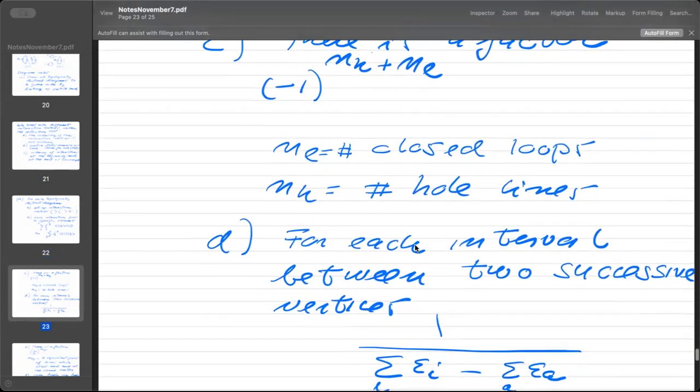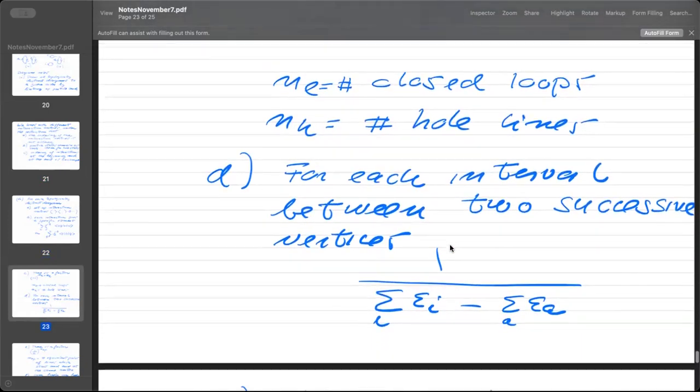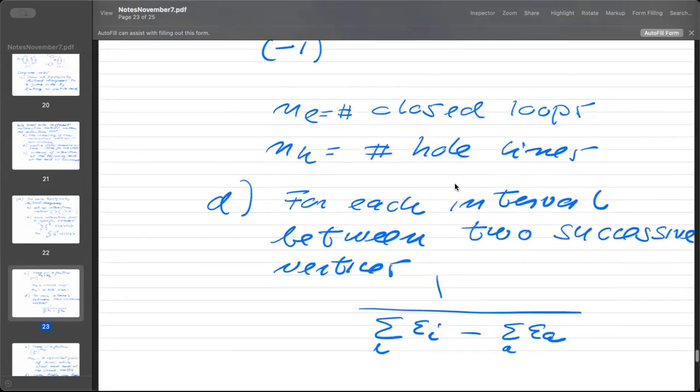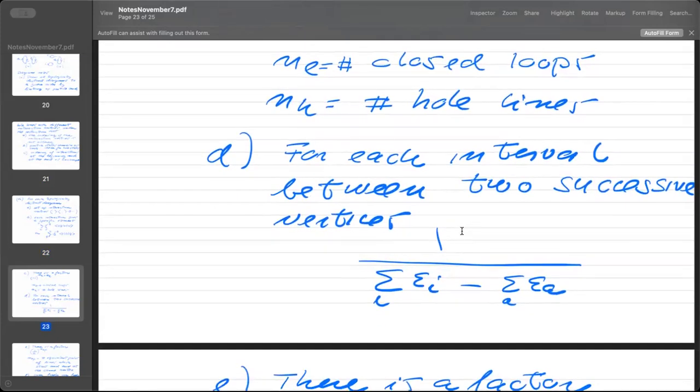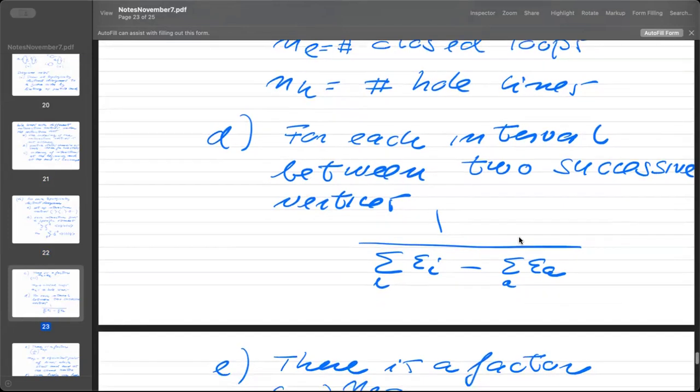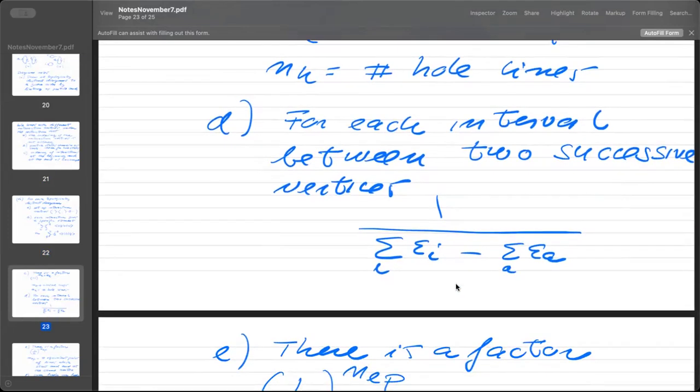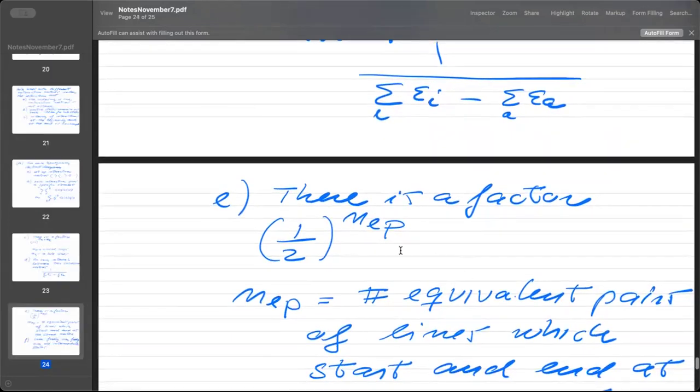And then the same applies to the number of closed loops. We have also seen that when we act with the intermediate states, there will be a factor which is given by the sum over all the hole states minus the sum of the energies of the single particle states above the Fermi level. And that means for each interval between two successive vertices, we have such a factor. And then there is an additional factor which also follows from the contractions which we do.